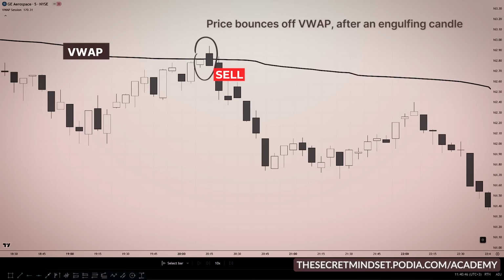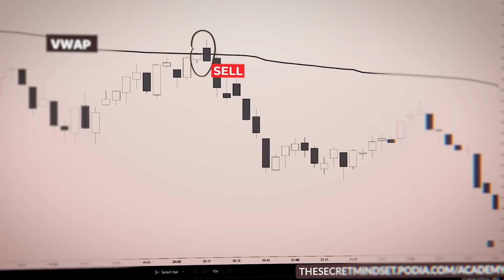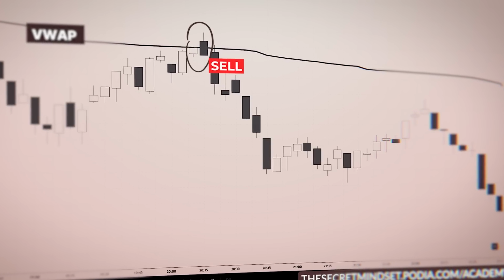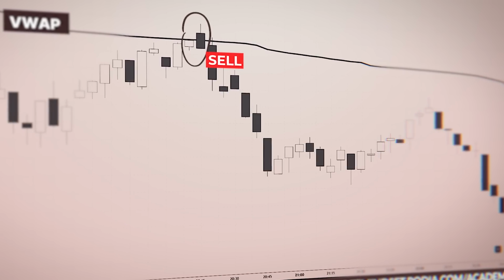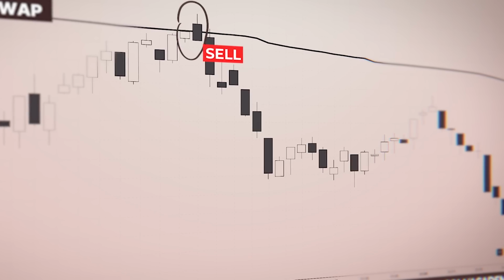This confirms the bounce. We enter a short trade at the low of the signal candle. Stop loss goes just below the high of the engulfing candle. For the first target, you might look at the previous swing lows.